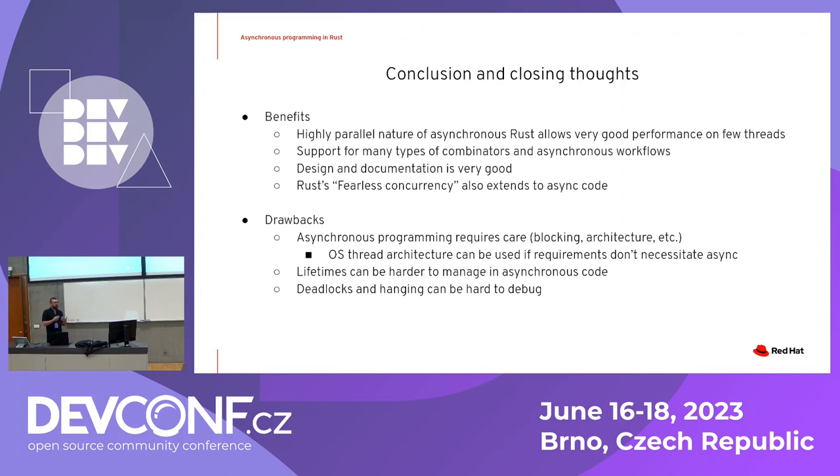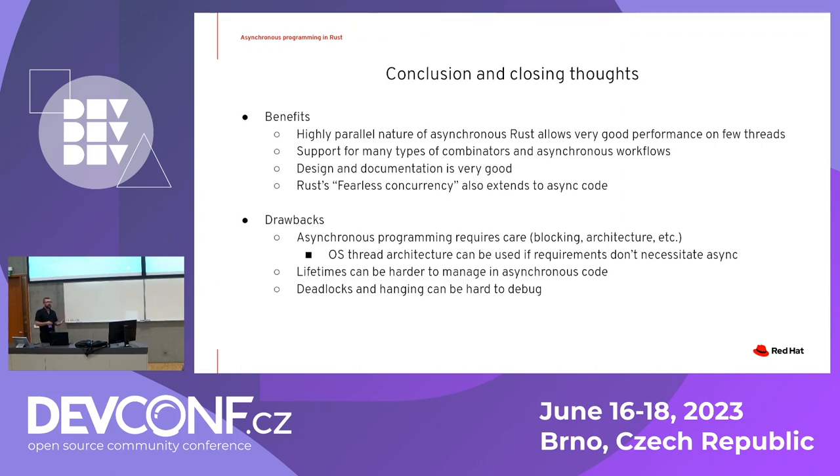It also has support for many types of combinators and asynchronous workflows that are already built into a lot of the libraries that exist, so you don't really have to build everything yourself either. The design and documentation is actually very good, and so in general, I'm usually able to find answers to questions. Beyond that, the community is very helpful. And Rust's promise of fearless concurrency also extends to async code. You're going to get all of the benefits of type checking, lifetime checking, all of that kind of stuff in asynchronous code as well. Some of the drawbacks that I just wanted to mention is that asynchronous programming requires care.